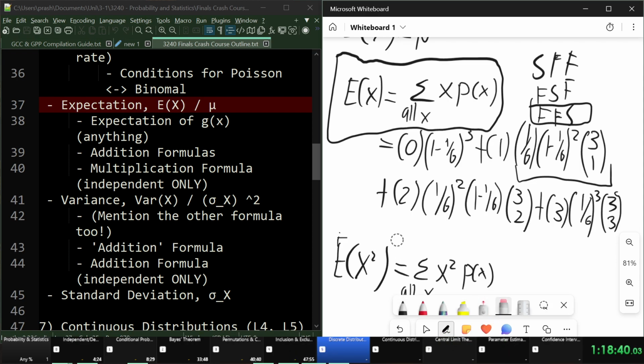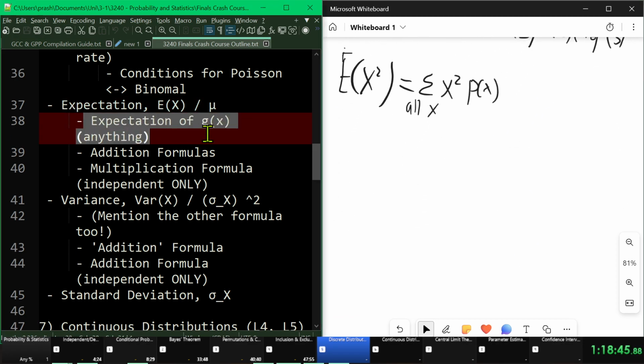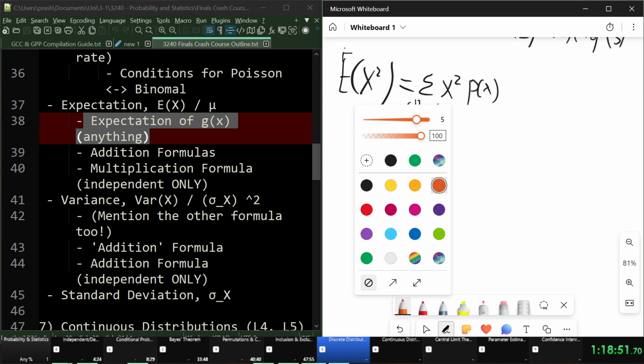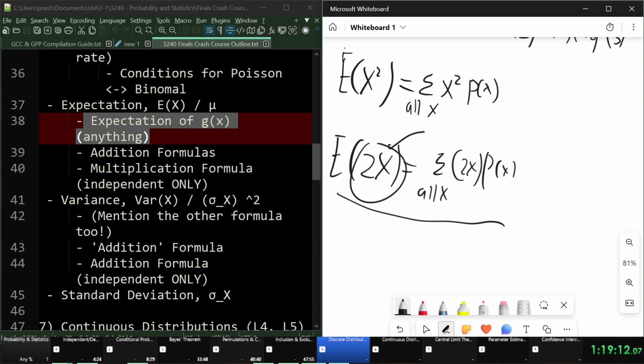Then next up on the list is expectations. If there's any other thing they want you to find, let's say they want you to find the expectation of 2x, for example. You just literally do, for all x values, you've got 2x times the probability of x. And you will get this. Take whatever's in here, Control-C, Control-V. But in this case, here it's 2 times x.